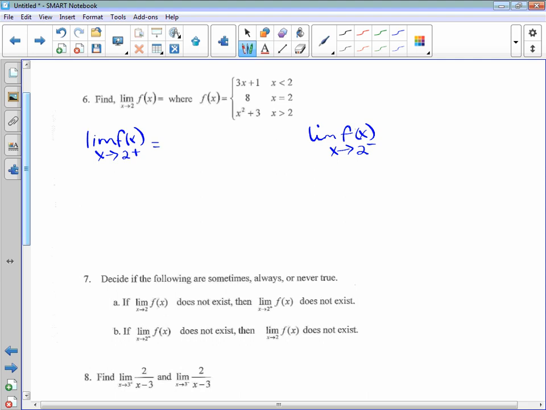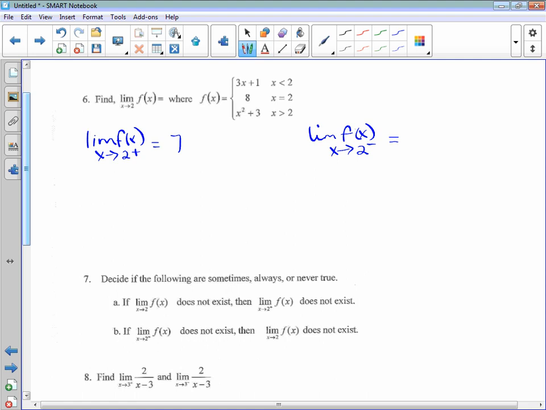Okay, if we're coming from the right, is that numbers bigger than 2 or smaller than 2? Bigger than 2, right? So this is the one talking about from the right. I know the 2 is not included here, but could we plug it in to figure out what it's getting really close to? Okay, what do I get? 7.